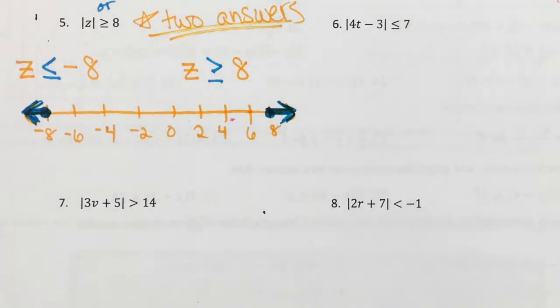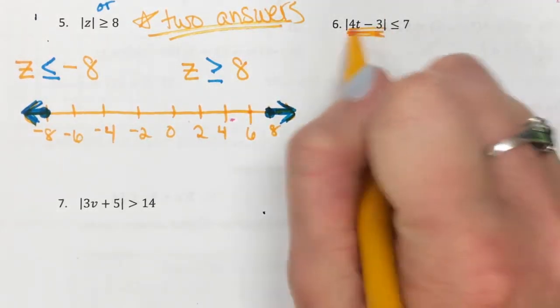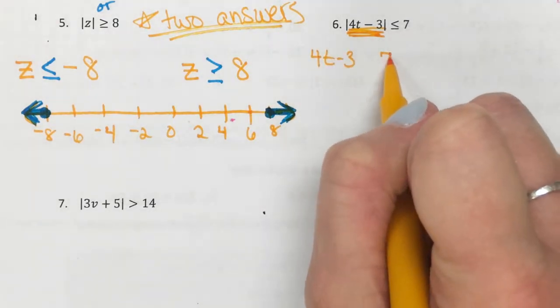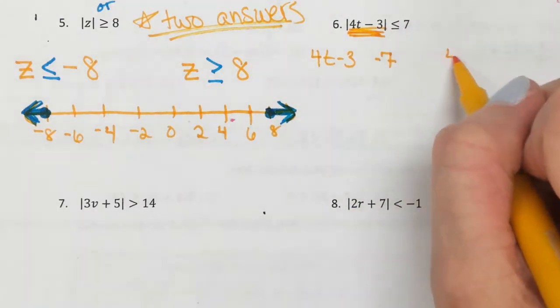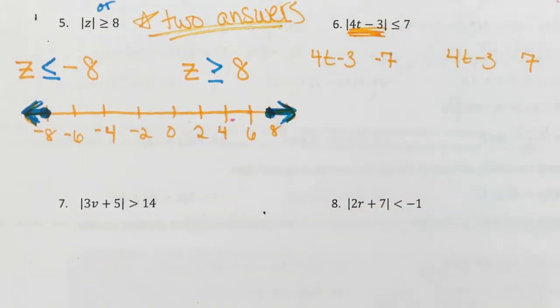Alright, let's do number 6. Here we go. Stay with me. What's the only thing that I mess with? The 7. Don't touch it. Leave it alone. So you got 4t minus 3, leave you some space, and you got a negative 7. Then you got 4t minus 3, leave you some space, and you got a positive 7.